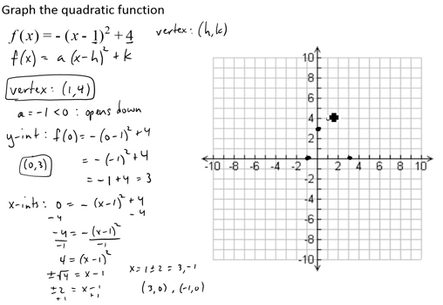So we can also use the fact that parabolas are symmetric to transfer this point here, that 0, 3, over to the other side of the vertex. So we can generate a more accurate graph that way. So we just go ahead and connect those dots with a rounded U-shaped curve there to get the graph of our function.